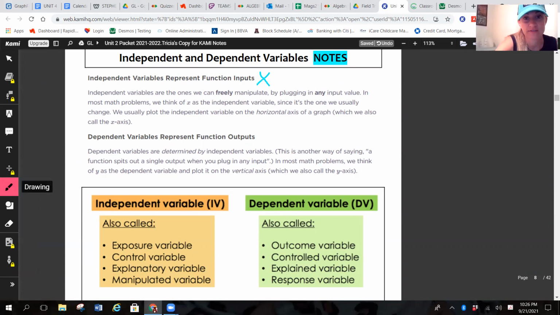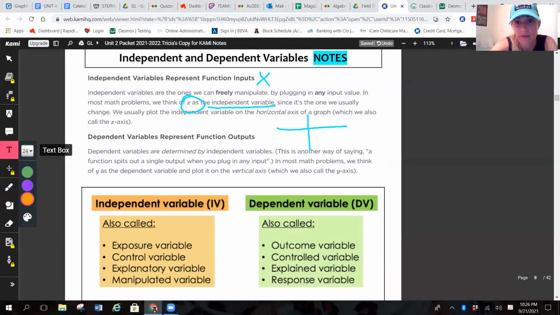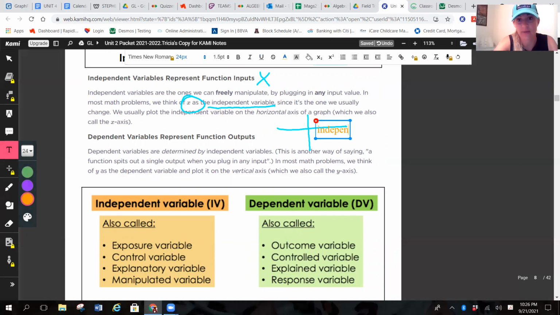Remember, inputs are x's. And independent variables are the ones we can freely manipulate by plugging in any input value. In most math problems, we think of X as the independent variable. Since it's the one we usually change, we usually plot the independent variable on the horizontal axis. So here's our graph. And we call this the independent axis, which we know is X.